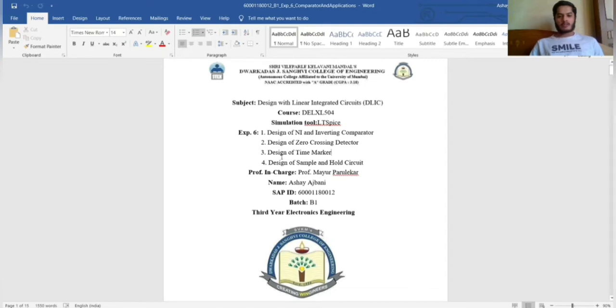This is our sixth experiment for the subject Design with Linear Integrated Circuits, where we'll be looking at inverting and non-inverting comparator circuits and some of its applications. This experiment was guided by Mayur Karulekar sir, and I've used LTSpice as my simulation software. Now let's have a look at all the simulation circuits.